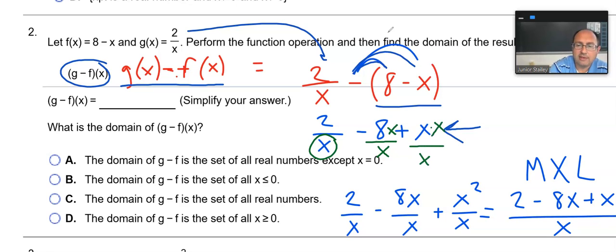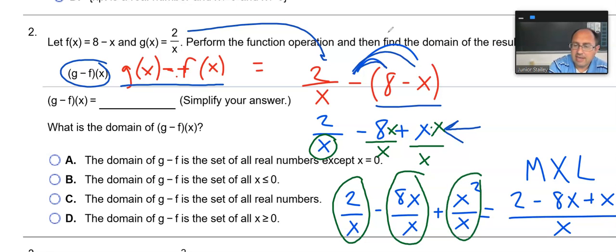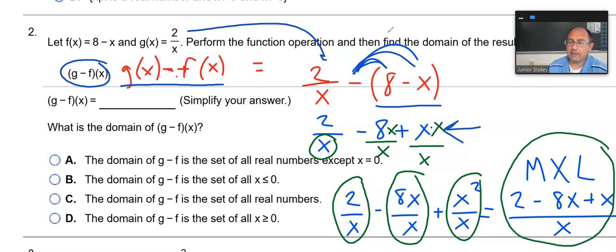And when we do that, we end up with 2 over x minus 8x over x plus x squared over x. Now that they all have the same denominator, we can put them together. This is the official Math Excel answer. 2 minus 8x plus x squared, all over x.